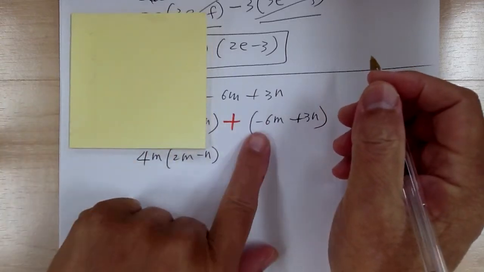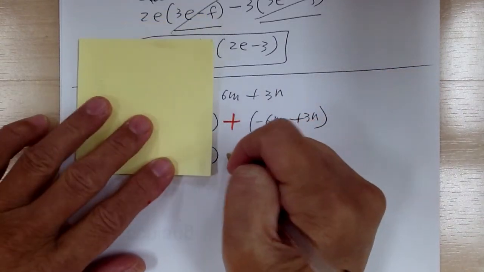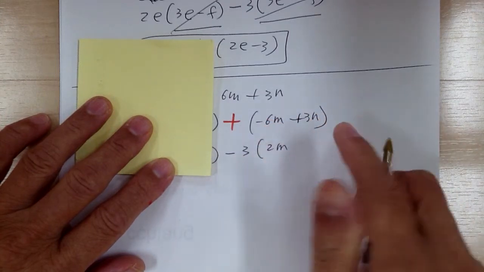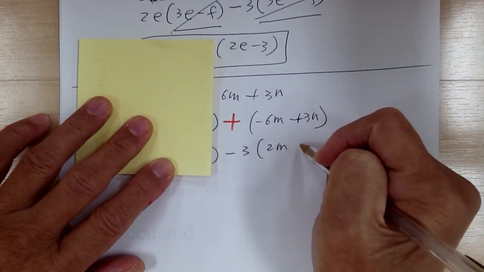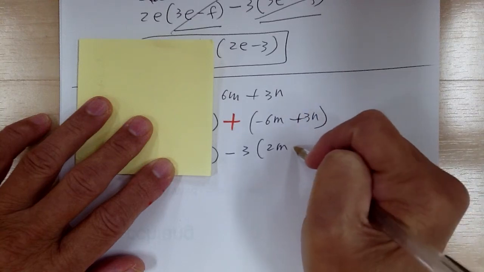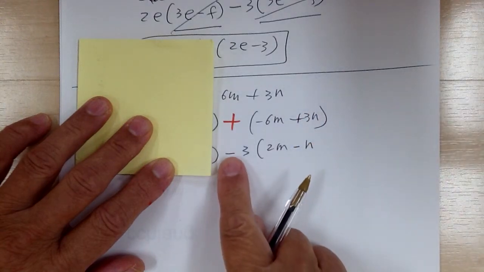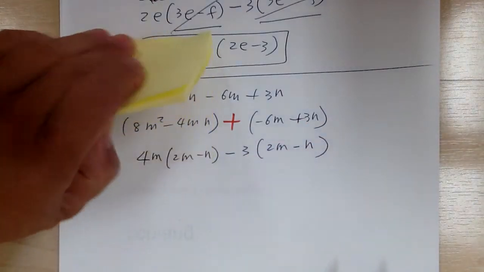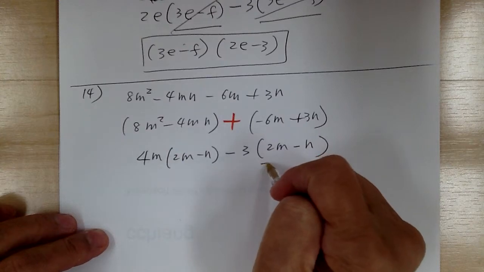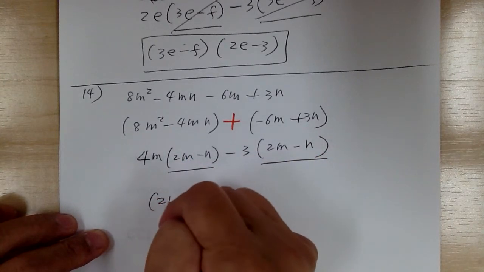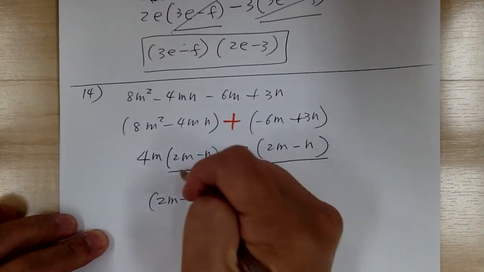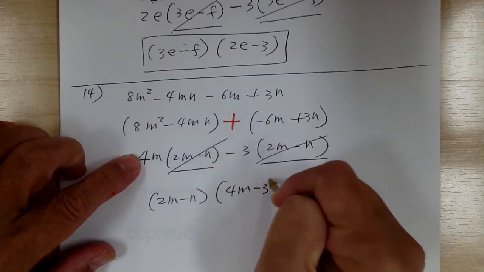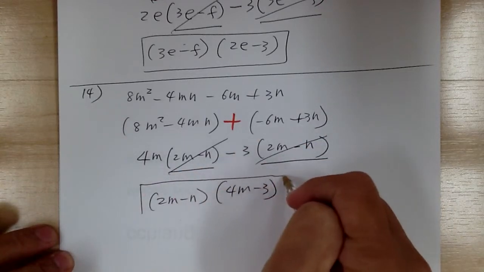Okay, again, that's a negative, so you have to factor out the negative. So you can factor out the negative 3, so it becomes 2m, double check, and the negative would be negative n. Again, double check. Negative times negative gives you positive 3n. Now you can bring them together. So you've got 2m minus n to factor out. When you factor it out, it's gone. So the leftover would be 4m minus 3. Okay, and that's it.